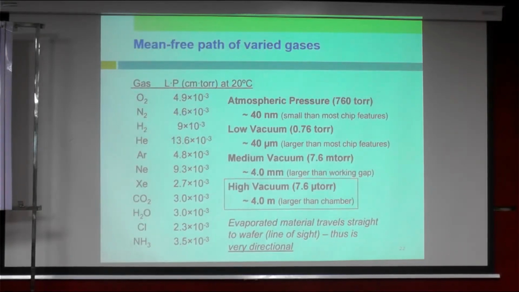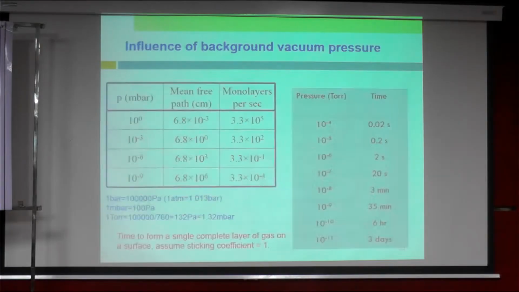The mean free path of the gases varies, basically. So you have oxygen with this value at atmospheric pressure, then we can adjust accordingly to what gas we are using. I think this is less important. Let's say for different vacuum pressure, you have a different mean free path, and you have a kind of number of monolayers that they can obtain.